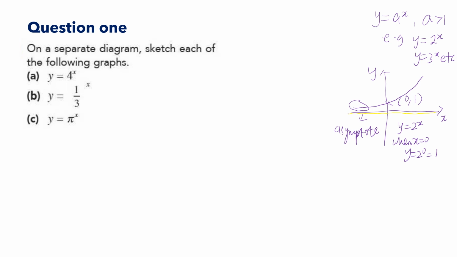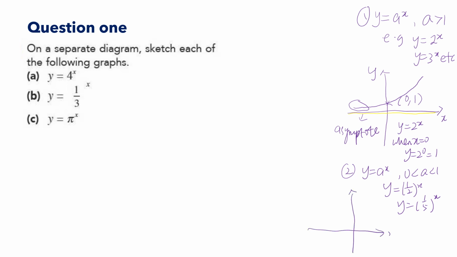Right, let's look at the second kind of curve, and that is when the values of a are between 0 and 1. So for example, it could be like half to the power x or 1/5 to the power of x. So this curve will look slightly different. It will be such that when your x increases, the values of y actually decrease.